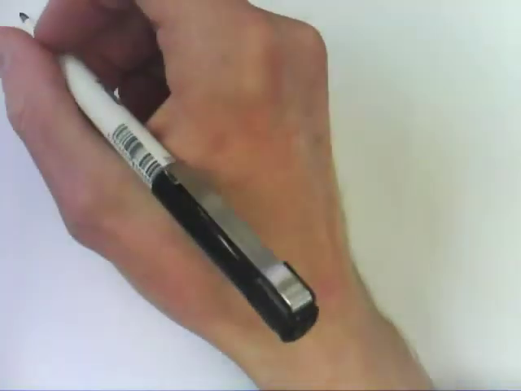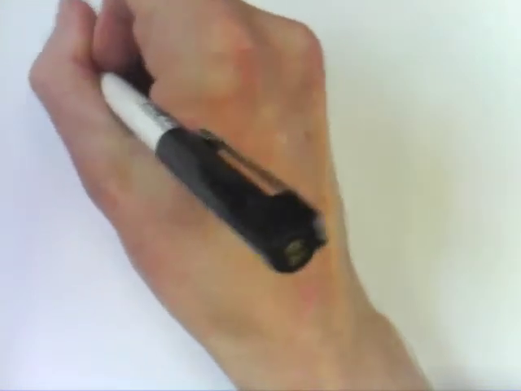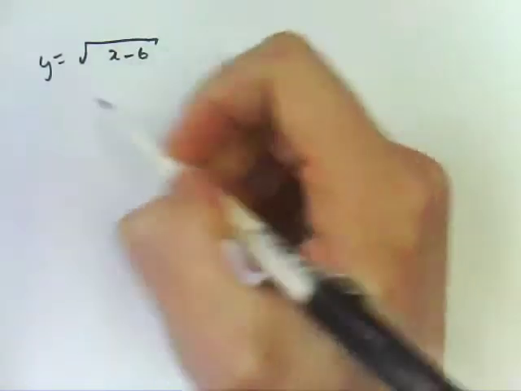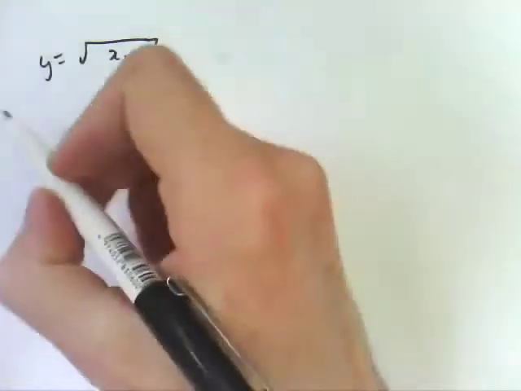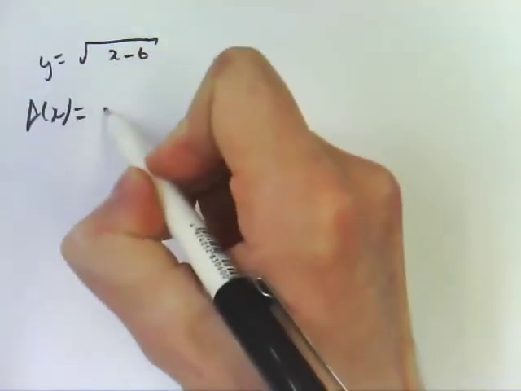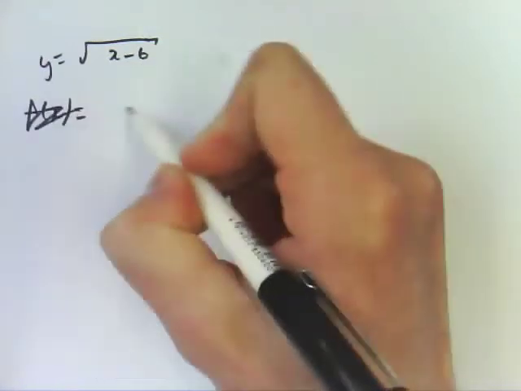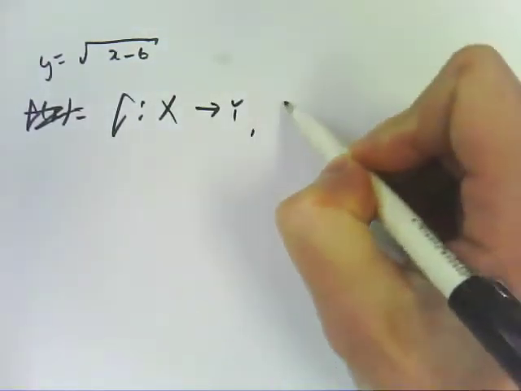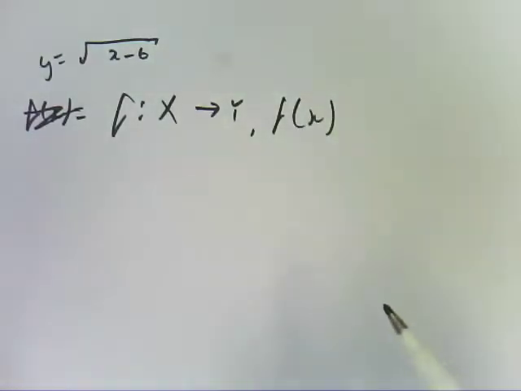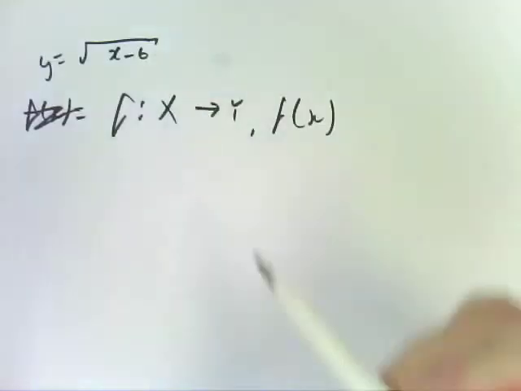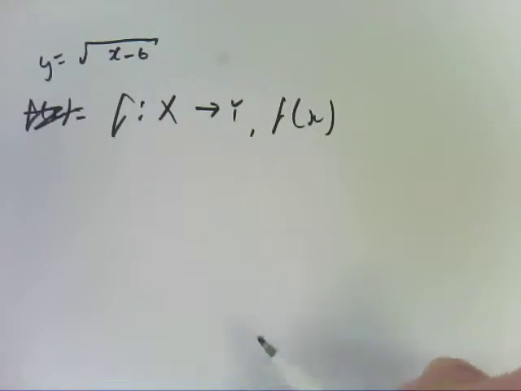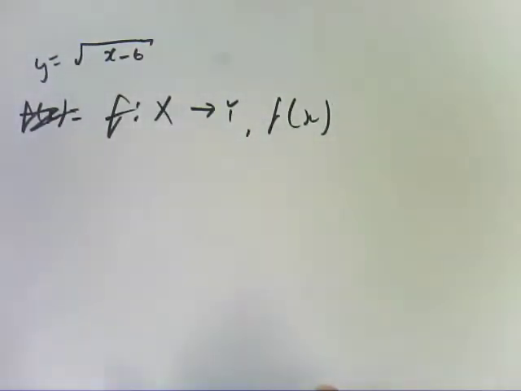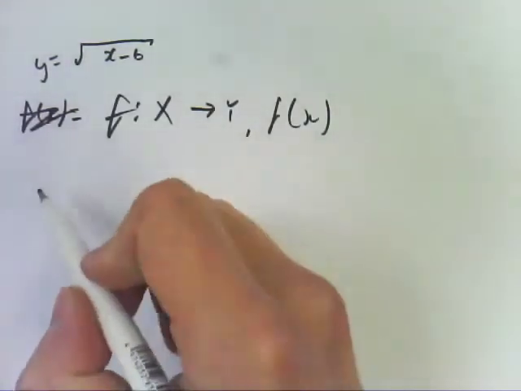We'll do question 4b, which is y equals the square root of x minus 6. In that question we're being asked to fully define that in the form f: X to Y, f(x). So x minus 6, that's an x. We've got to put it in that format.